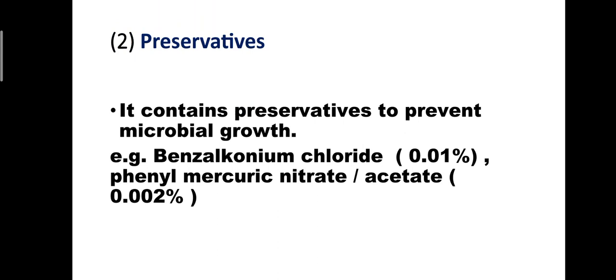Second, preservatives. They are added to prevent microbial growth. Why do we add preservatives in our eye drops? Because of preventing microbial growth, which is hazardous and irritating to the eye. Example of preservatives: benzalkonium chloride 0.01%. Second example, phenylmercuric nitrate or acetate, about 0.002%. These are the preservatives used in the preparation of eye drops.